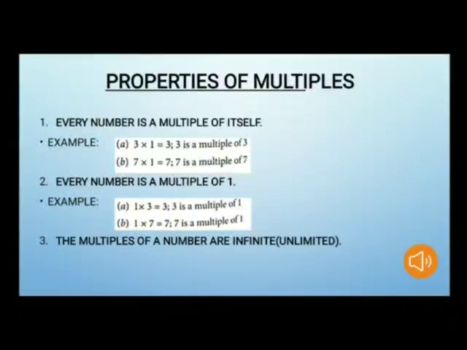And the third property is the multiples of a number are infinite or unlimited. It means when you write the multiples of a number, it will go on. Like if you say the multiples of 3 are 3, 6, 9, 12, and it will be unlimited. It has no end. You can write as many multiples of 3 as you want to write.